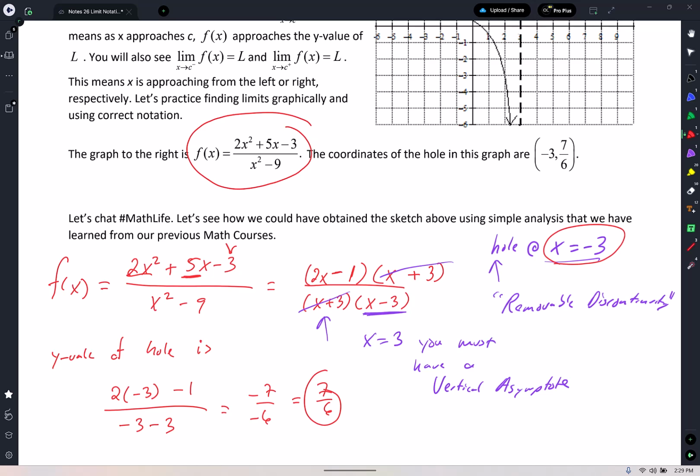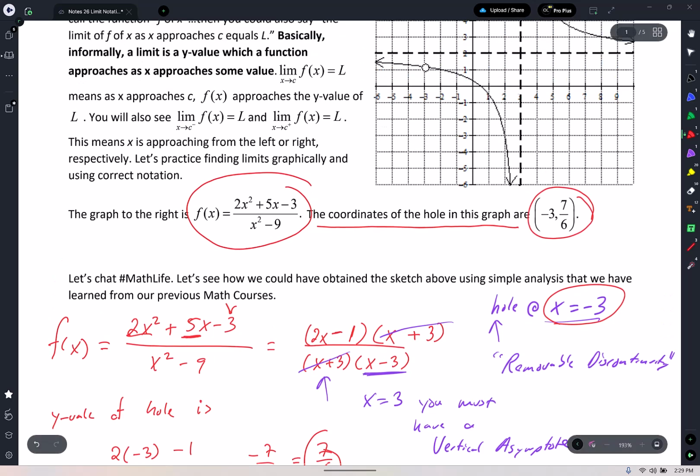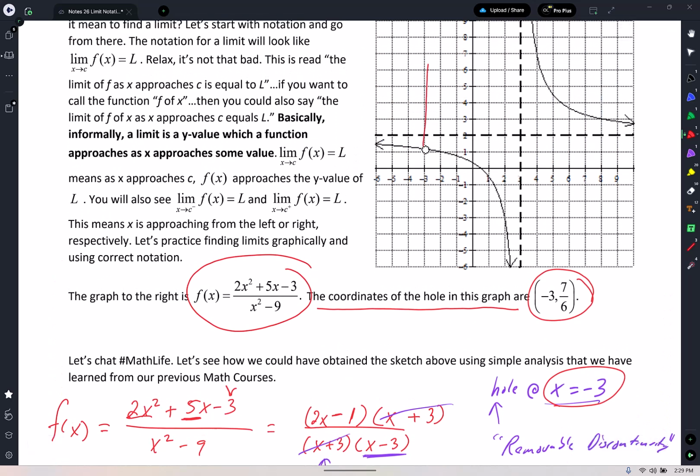After it says the graph to the right is this function, the coordinates of the hole in this graph are... So this hole that you see right there, that's (-3, 7/6). This vertical line that you see right here, that's your x equals 3.